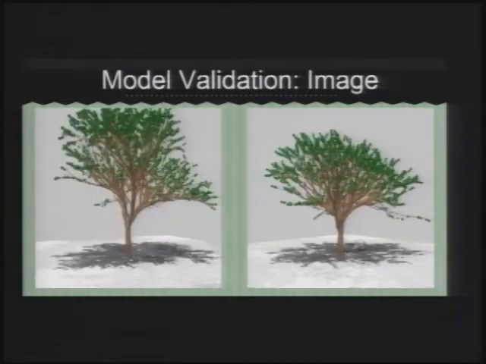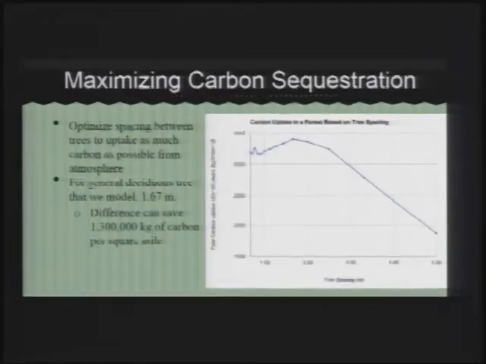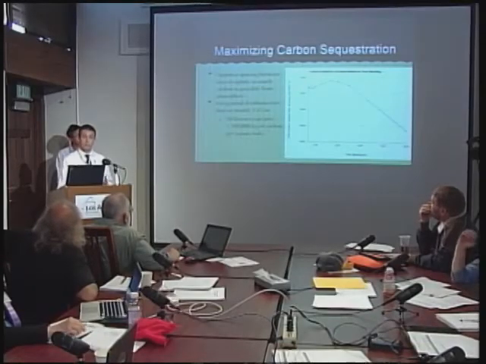So here's just a visual representation. The tree on the left experienced lower wind speeds, and so you can see it's a lot taller, but also less wide compared to the tree on the right. And now Eli will talk about some of our applications. So after we've validated our model and showed that it exhibits a lot of characteristics that real trees show, we decided to apply it to tree plantations.